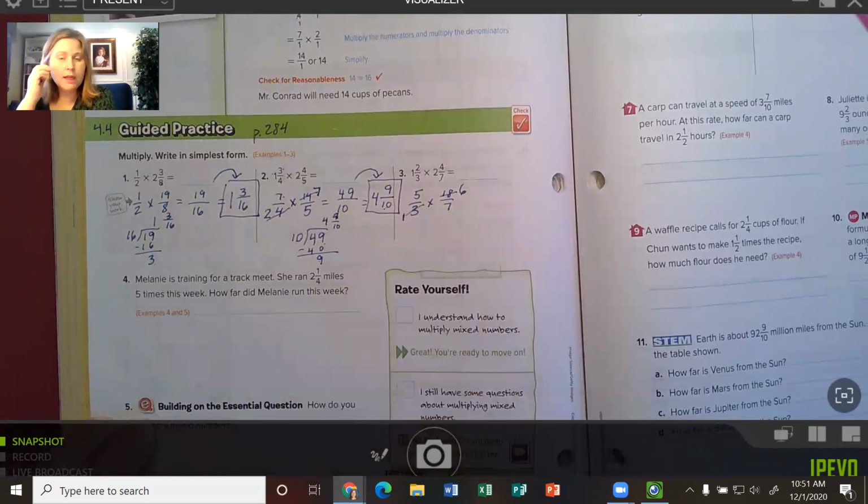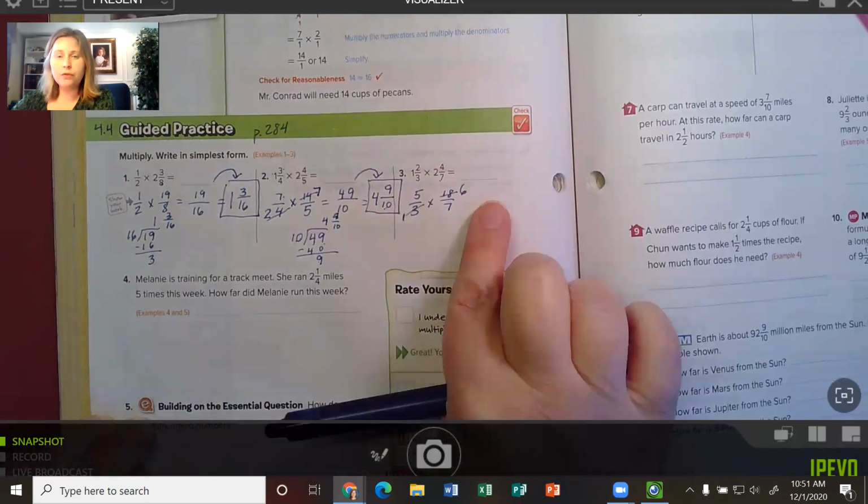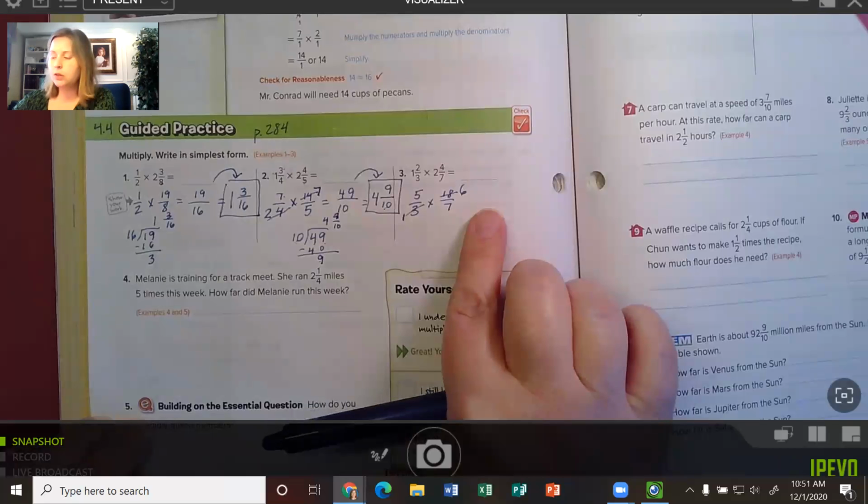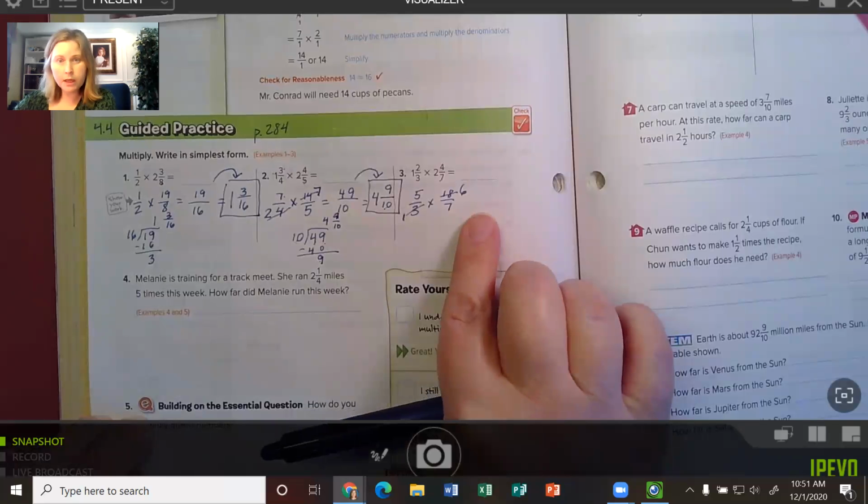So even though we have to kind of stop and check to see if we can cross cancel, it's going to make our final answer easier for us to work with. So we definitely want to cross cancel. It makes our answer easier to work with. It gives us smaller numbers and we're less likely to make a mistake. So cross cancel as you go.